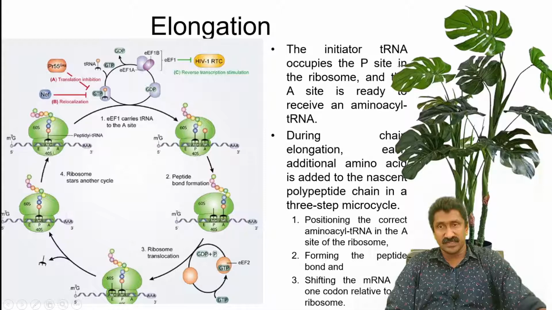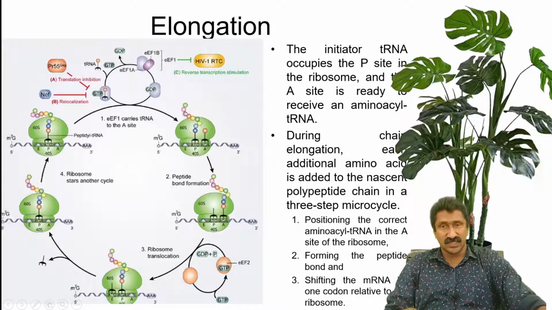This is the final stage where the entire peptide is created. So here we have the initiator tRNA initially occupying the P site, then the A site will be free, that is the initiation point. Then during chain elongation, each additional amino acid is added to the nascent peptide. So this is a cycle in which a new amino acid will be added to the nascent polypeptide by occupying the A site with tRNA and transferring.